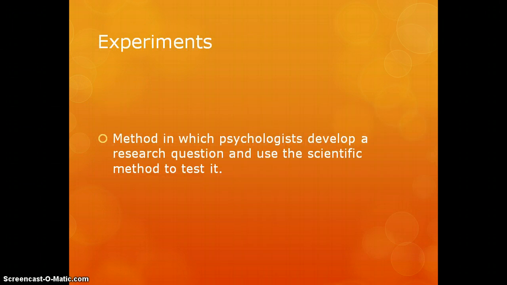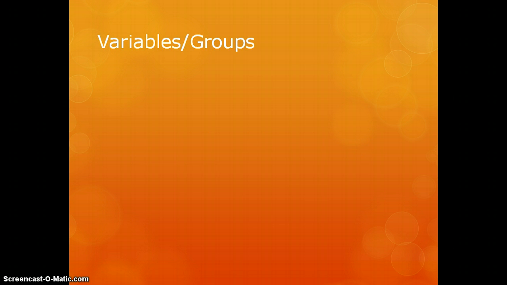So experiments, we've already talked about these a little bit, about how psychology is a science, they use experiments. Experiments are a method in which psychologists develop a research question and use the scientific method to test it. We've already gone over the different steps of the scientific method. Today we're just going to break down different variables involved in experiments and different groups in experiments.